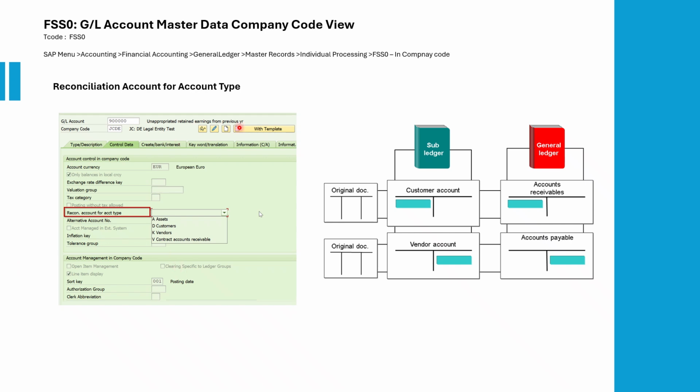Reconciliation account for account type. Basically we use this field to indicate GL accounts as being reconciliation accounts. For each subledger account, like each customer or vendor, we have a reconciliation account. That's how our customers and vendors are linked to GL via these reconciliation accounts. You know that, right? We all know. It can be that for multiple customers we have one GL account only, or one-to-one also. It all depends on scenarios.